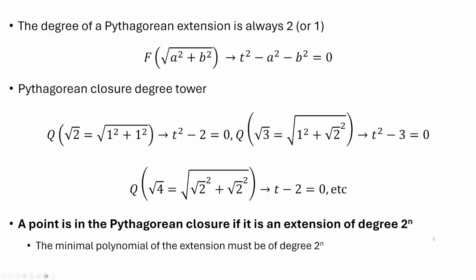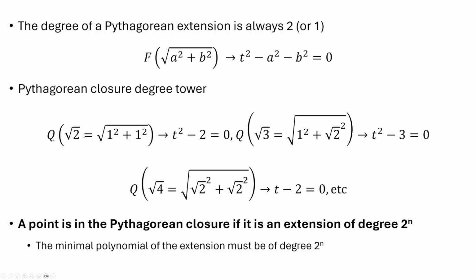So the degree of a Pythagorean extension is always 2 or 1. It's 2 if you get a bigger element, it's 1 if it's already in there. And so you get this thing called a degree tower, where if you keep adjoining elements forever, you end up with higher and higher degree.